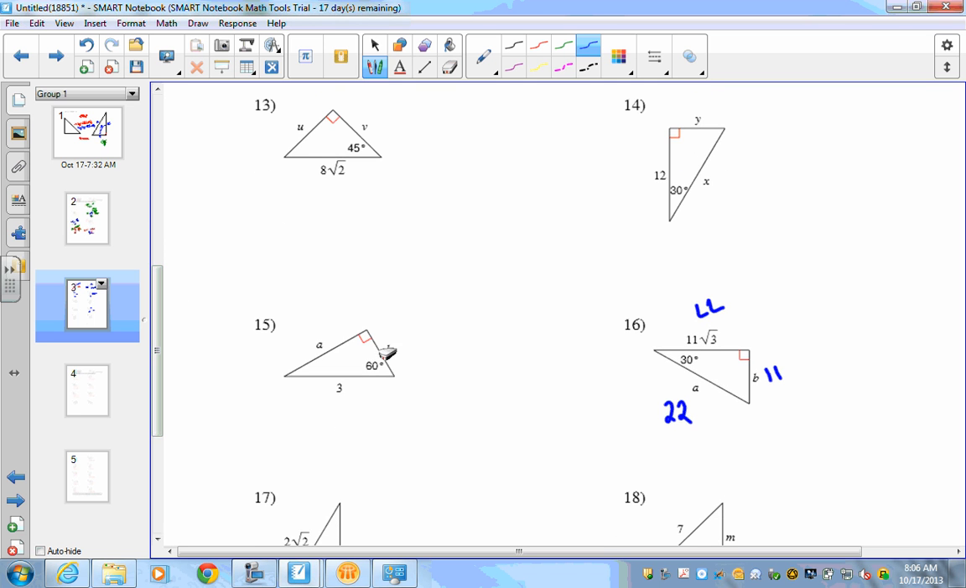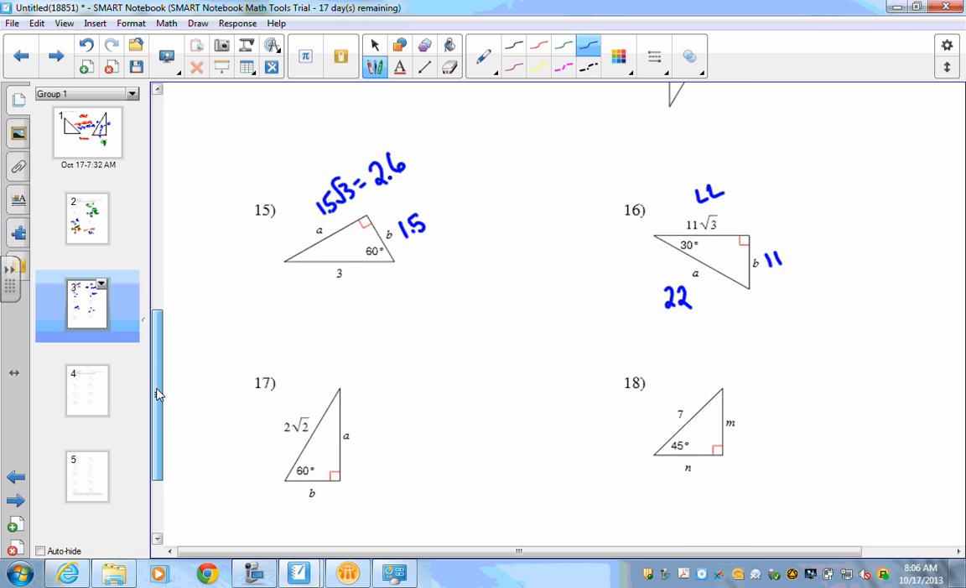Well, let's look at 15. So in 15, my hypotenuse is 3, and my short leg, remember, would be 1.5 because I'm halving it, and then I'm going to multiply it by radical 3 to get my long leg. So that's 1.5 radical 3, and you get roughly 2.6. Okay, that's it.